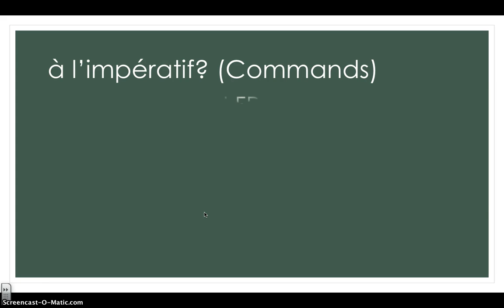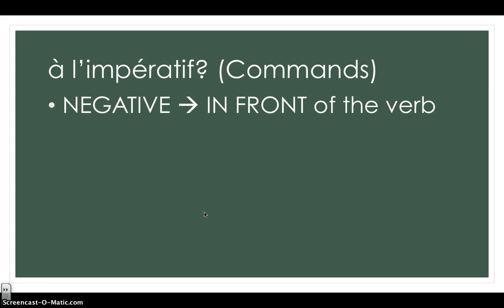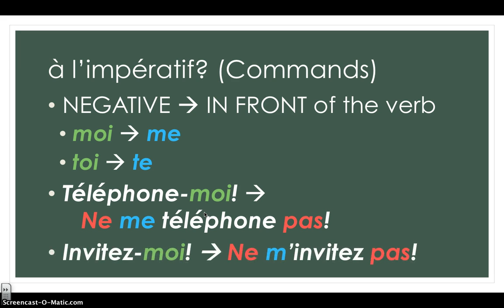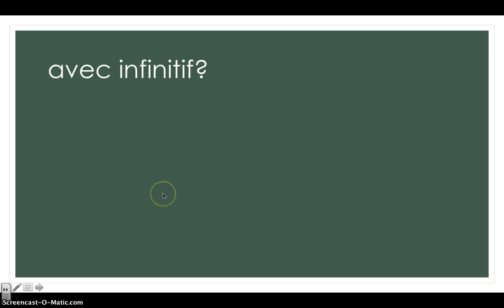All right, more about commands though. If it's a negative command, like don't do this, then it stays in front of the verb. So moi goes back to me, and toi goes back to te. For example, téléphone-moi becomes ne me téléphone pas, don't call me. Or invitez-moi becomes ne m'invitez pas, don't invite me. So, see how it's here, and now it goes back in front of téléphone.